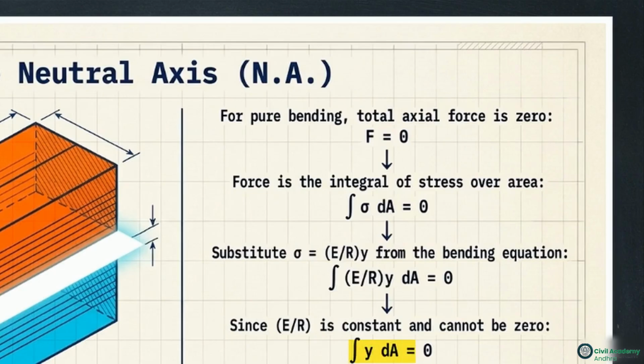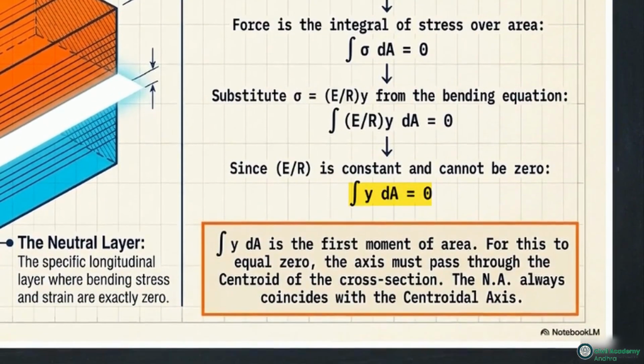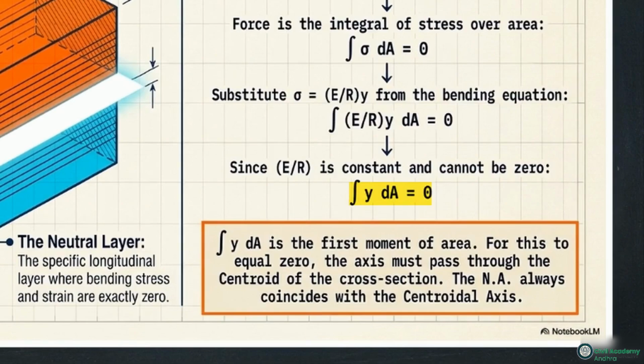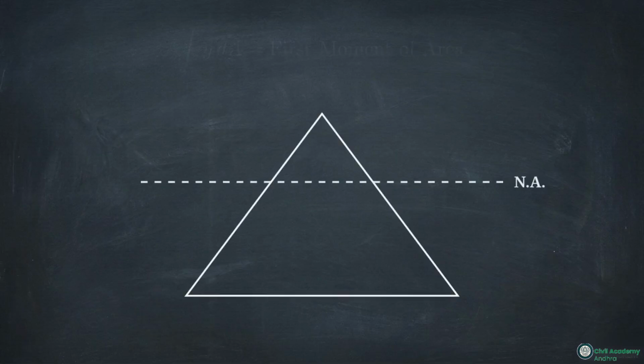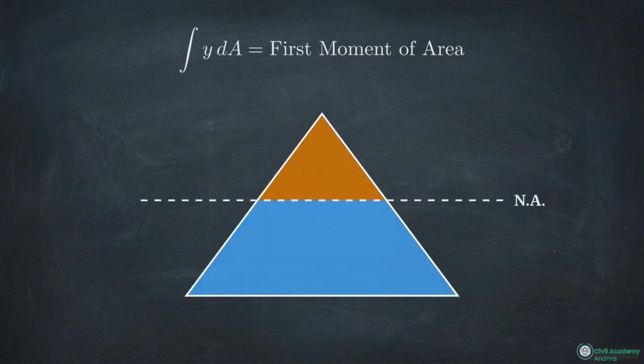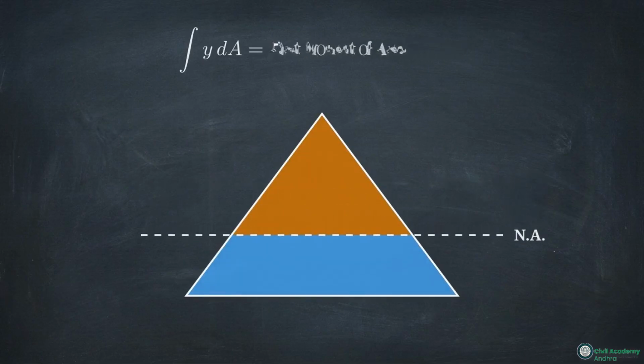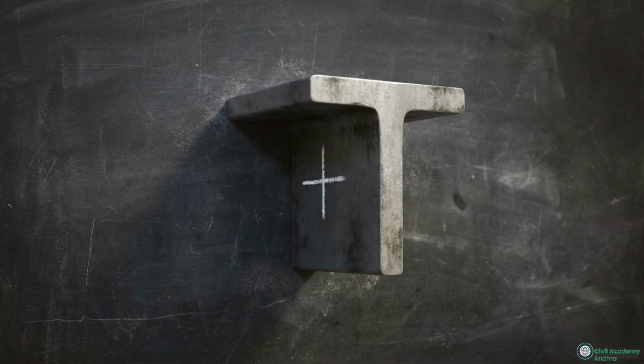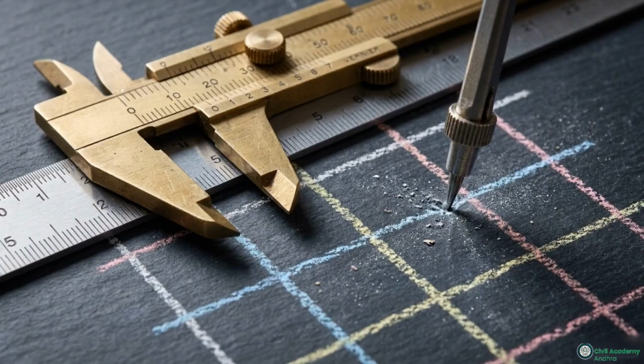Substituting stress with vertical distance y leaves us with the integral of y dA equals 0. In mathematics, the integral of y dA is the first moment of area. For the first moment of area to equal 0, the axis of reference must pass perfectly through the centroid of the shape. Because the first moment of area must be 0 for equilibrium, the neutral axis is mathematically forced to pass directly through the geometric centroid. This gives engineers a fixed, reliable origin point to measure all stresses against.